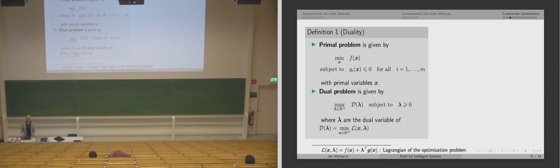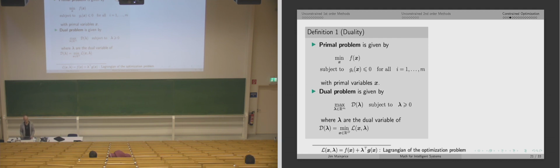And there we have a constraint on the dual variables. The Lagrange multipliers are also called the dual variables. The constraint is that they have to be all positive or zero. That's important. They can be zero, meaning that the constraint might be inactive.